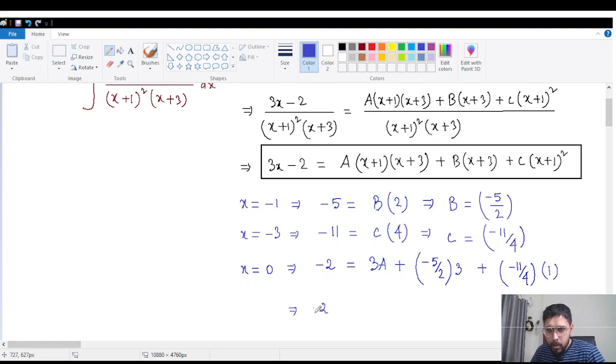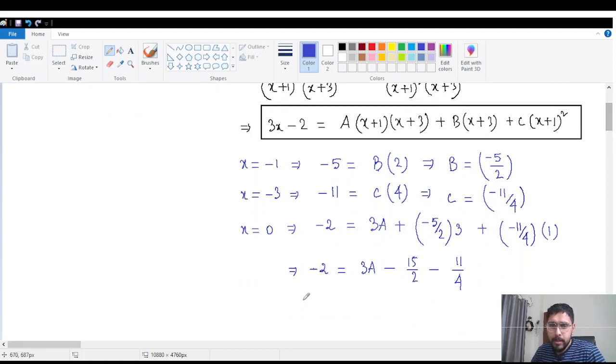So -2 is equal to 3a, and this is -15/2 minus 11/4. So we have to take the numbers on the other side and add it with -2, and 3a will stay on one side. So we can write 3a is equal to 15/2, which can be written as 30/4.